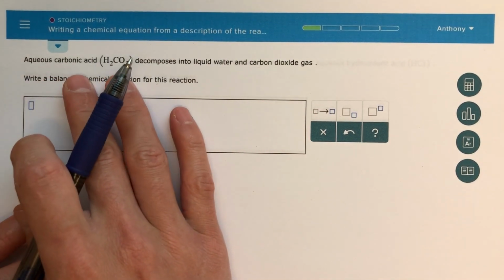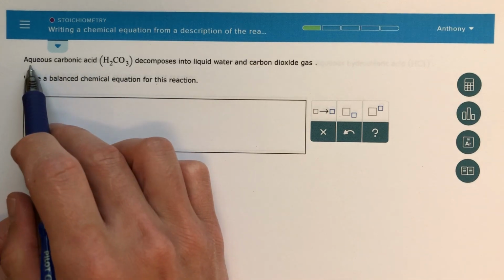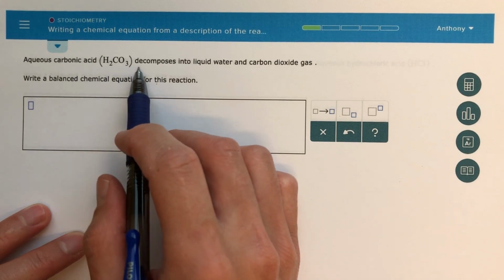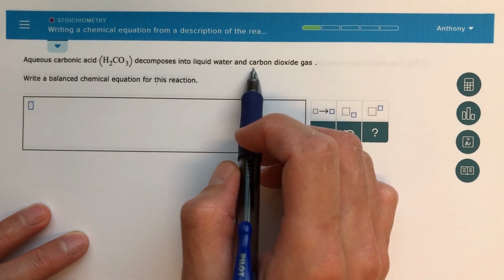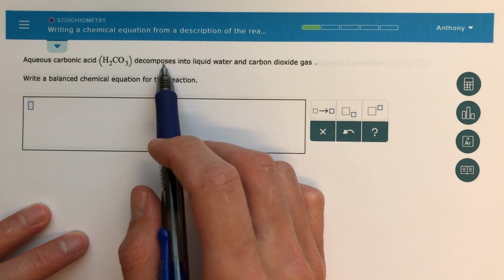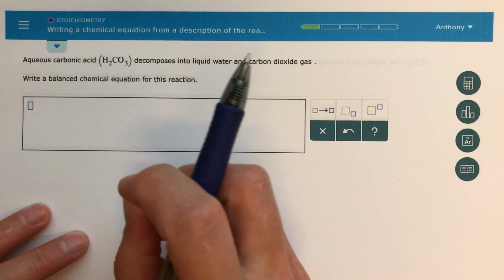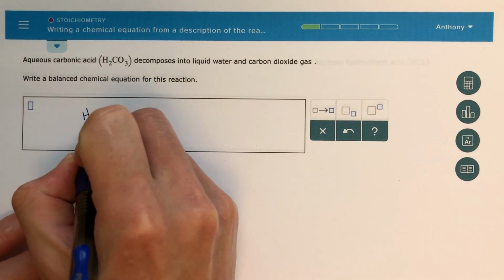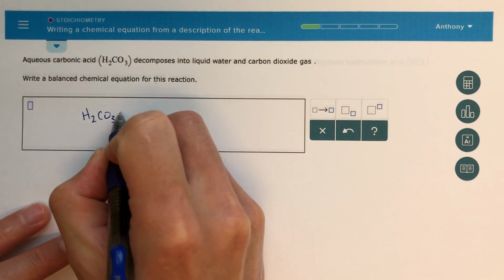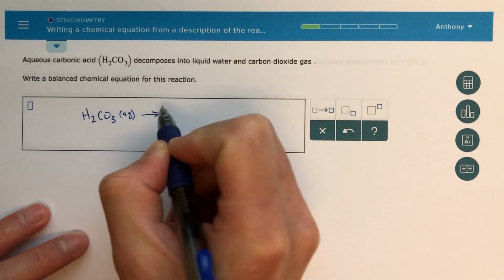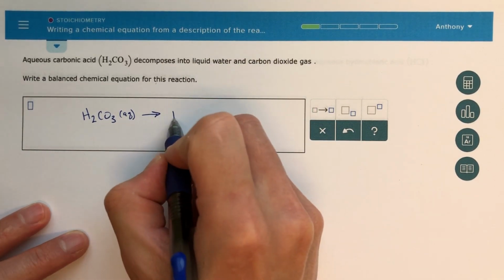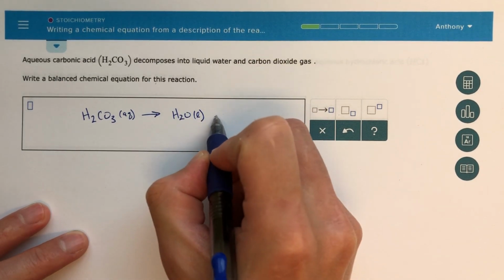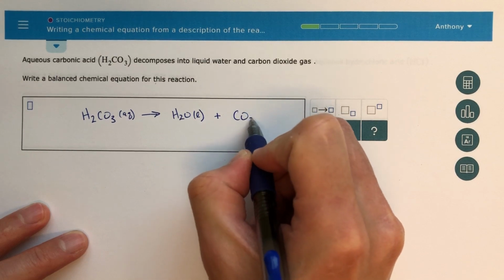The first one says aqueous carbonic acid. So we want to pay attention to the word aqueous here. That's going to tell us what the phase label is for our different chemicals. Decomposes into liquid water and carbon dioxide gas. So when it says decomposes, it basically means that this species is going to turn into 2 other species. So what I would do to start is I would write H2CO3, aqueous, decomposes, it turns into liquid water. I know that water is H2O, liquid, so these phase labels are very important, plus carbon dioxide gas, that's CO2 gas.